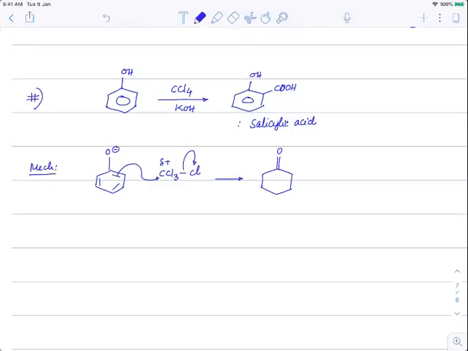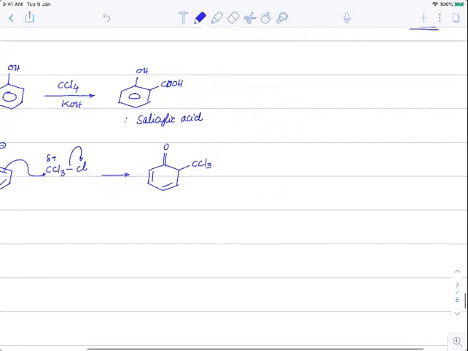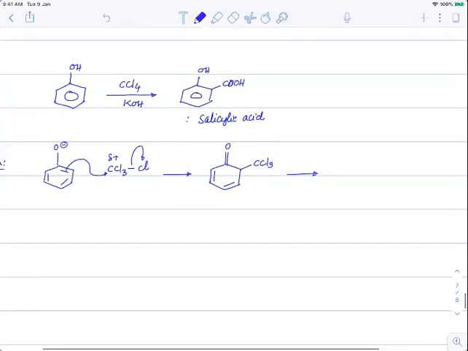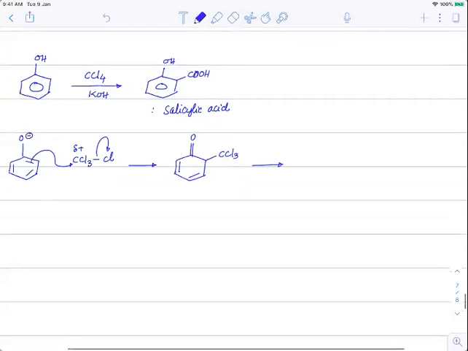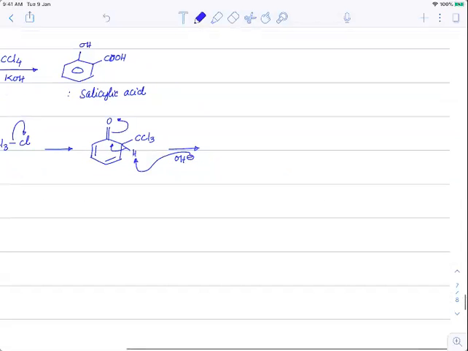Okay. Double bond O here, and we'll have this as CCl3, with a double bond and a double bond. Got it? And we have a hydrogen here. Now when you react that with the base, this would take away H plus, the electrons go up, and aromaticity will be retained again.